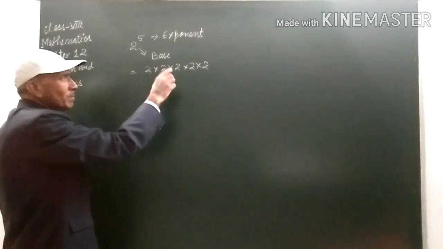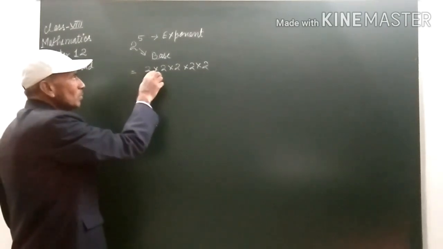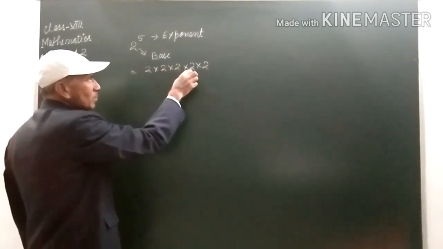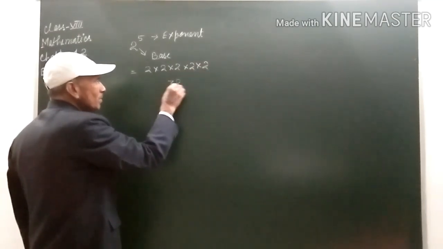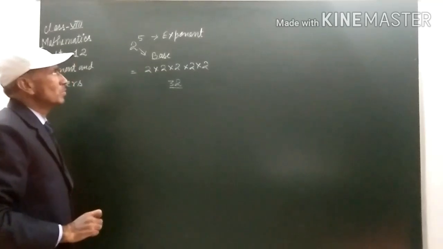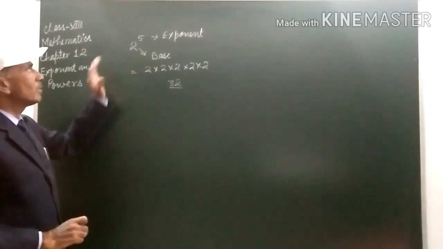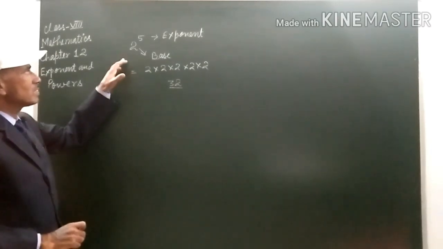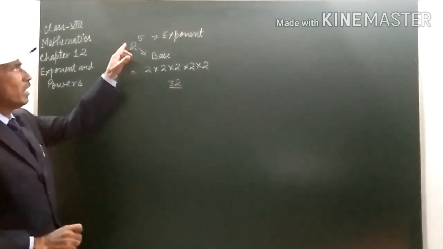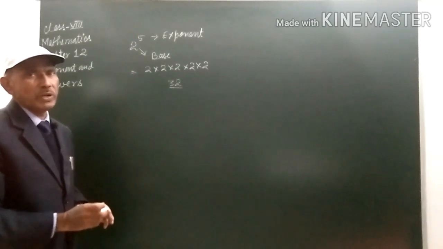So, what will be the value of this number? 2, 4, 8, 16, 32. So, the value of this number will be 32 and we will read it as 2 raised to the power 5. In this, 2 is the base and 5 is the exponent.